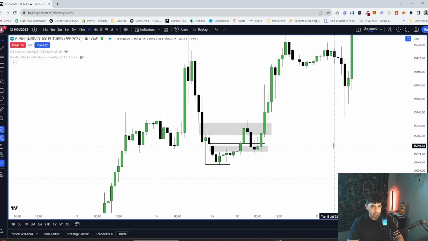So what do you do with this information? Well, you can do one of two things. You can go on the lower time frames. If you already are on the lower time frames, you can market entry, or you can wait for the next candle.